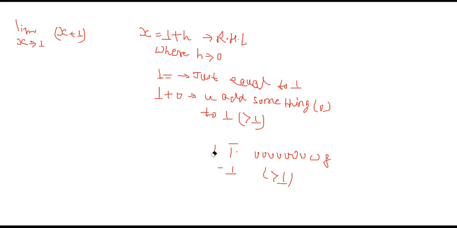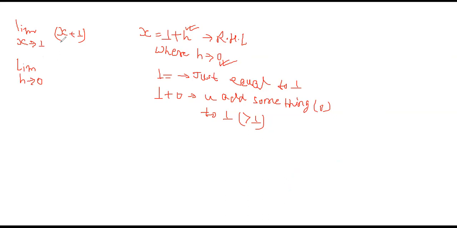So that 1 plus 0, since you add 0, we take h tends to 0. Got it? Because here it is h. Again, you will write, now the question will be changed. h is equal to 0.